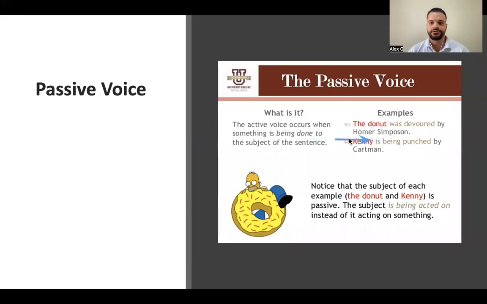And Kenny is actually being punched. So he's like the victim here. So we're focusing on Kenny instead of the person doing the action. We're focusing on the donut instead of the person who is eating the donut, or in this case, devouring the donut. And it says down here, notice how the subject of each example, the donut and Kenny, is passive. The subject is being acted on instead of it acting on something.